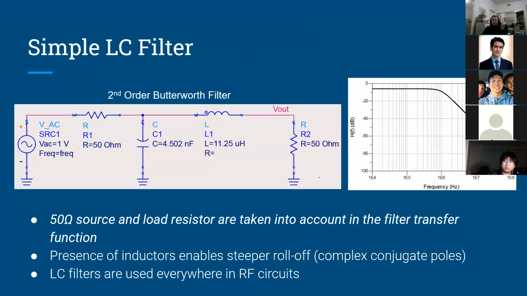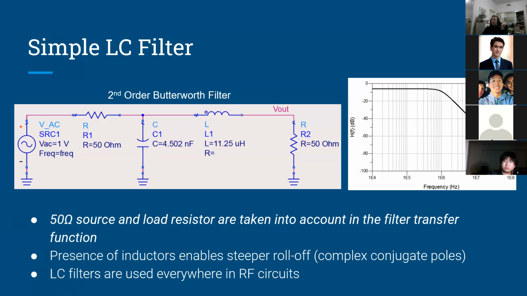Okay. So now we get to the LC filter, which is really what we're going to be using. So here's a very simple second order LC filter that I made. We have our source resistor, 50 ohms. We have our load resistor, another 50 ohms. And here we have a capacitor and an inductor.